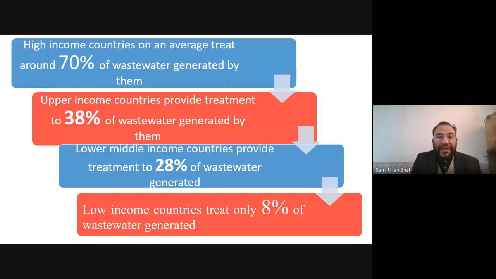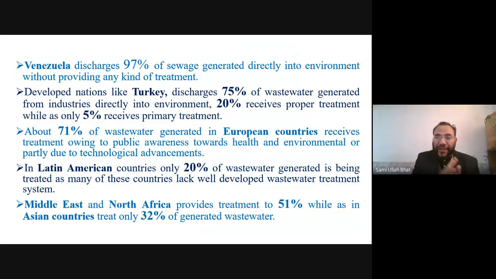But upper middle income countries provide treatment to 38% of the wastewater generated by them. Low middle income countries provide treatment to 28%. And the low income countries treat only 8% of the wastewater. Now, having said this about the data, if you look at this, you can think to what extent we are vulnerable. Third world countries or the Asian countries are vulnerable because our public health can be compromised by the diseases that will be transmitted because of sanitation services.